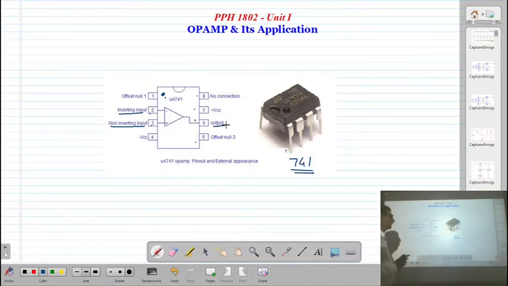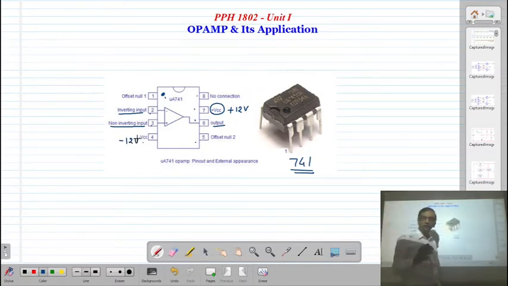Now this op-amp requires the positive voltage as well as the negative voltage. So here we applied a plus VCC of 12 volt, and here we applied a minus 12 volt. You can also apply minus 6, minus 9, minus 12. You can go up to minus 18. So this IC is going to be operated from plus or minus 6 volt to plus or minus 18 volt. That is the range of the IC.